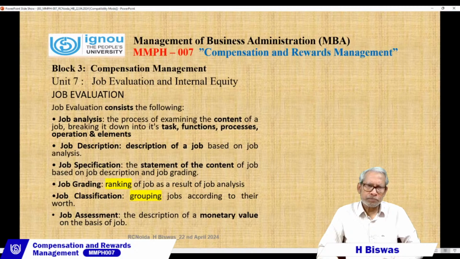Job assessment. The description of a monetary value on the basis of the job, that is a job assessment, where the monetary values are to be assessed. It describes that for this type of job, this much money is involved, this is the monetary value based on the jobs. Or we can say the salary amount as such.